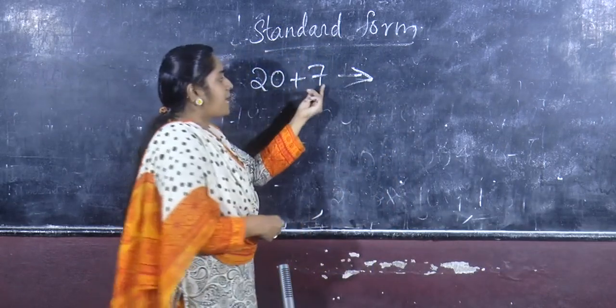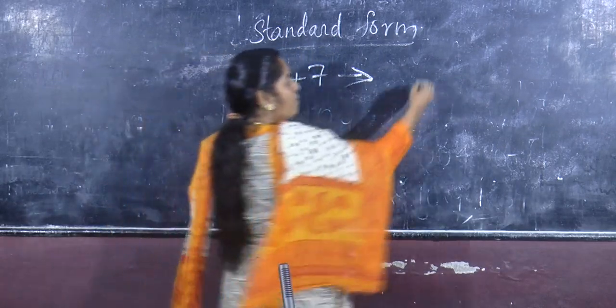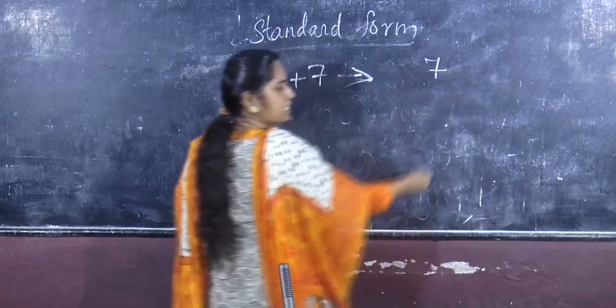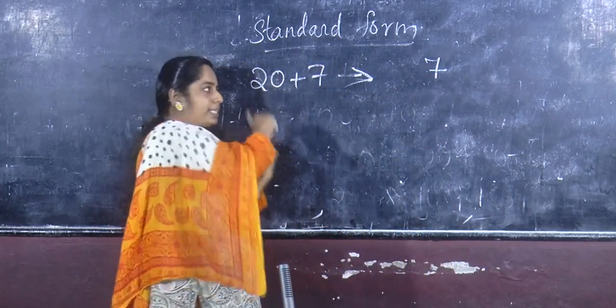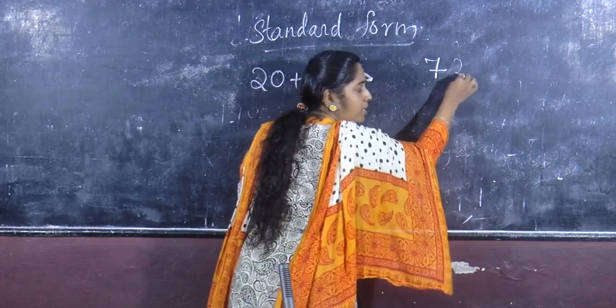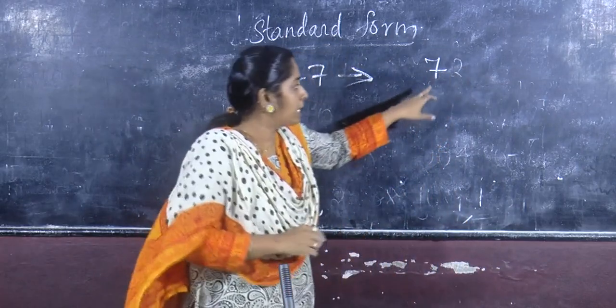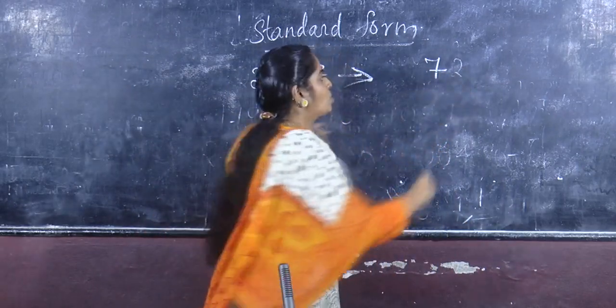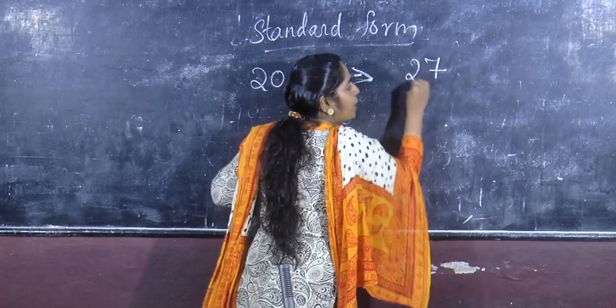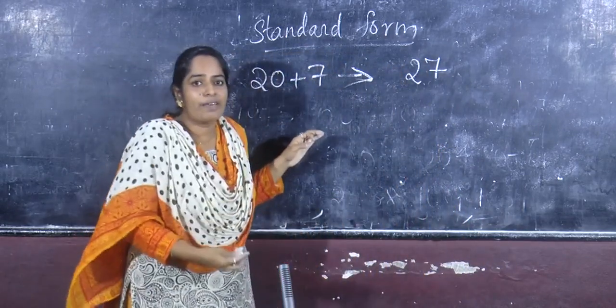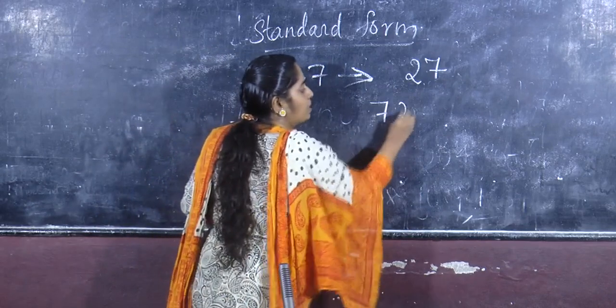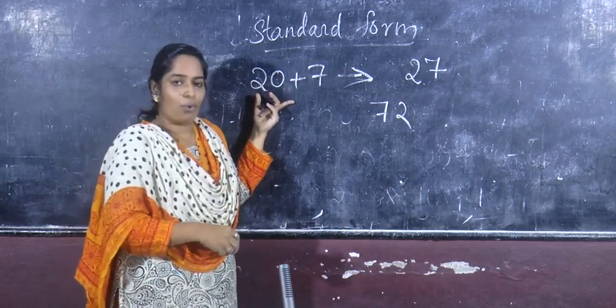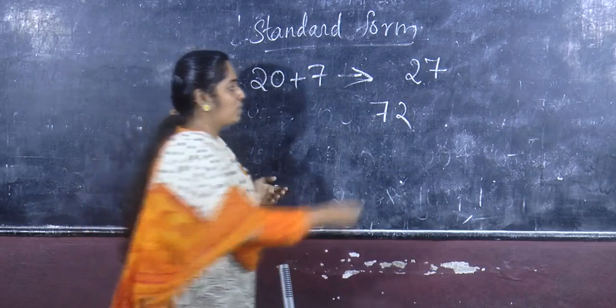So here 7 is in ones place, so we can write 7 in ones place. 2 is in tens place. Tens place will be here. Children, you remember like this? 72? No. So how? It will be 27. Why 27? Why can't we write it as 72? Why are we not writing 72?